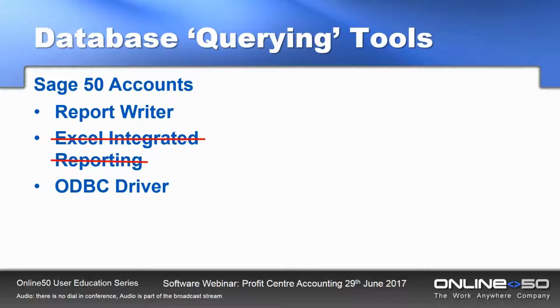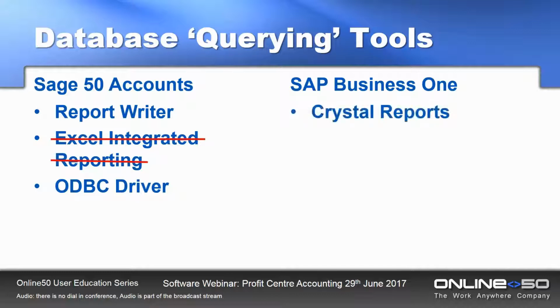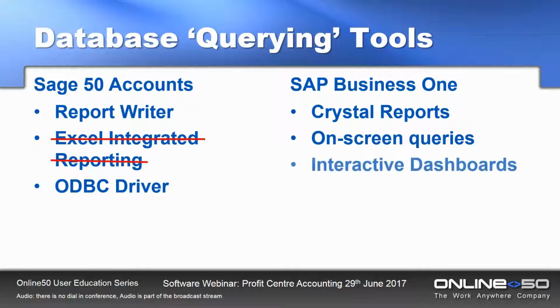So what do we get in SAP Business One? SAP Business One is going to give us Crystal Reports, a very popular report designer, which is widely used by lots of other programs. So kind of an industry standard, if you like. It also includes on-screen queries, so we can specify queries in the system. Users can then go to a screen, load up that query, and get a real-time table of information from the database that can be predefined for them, so they don't need to know how to do that.